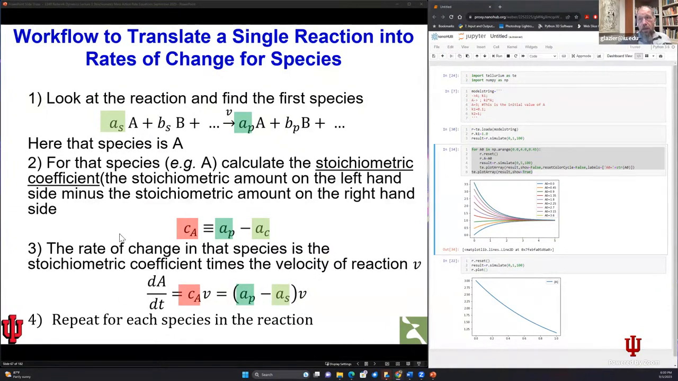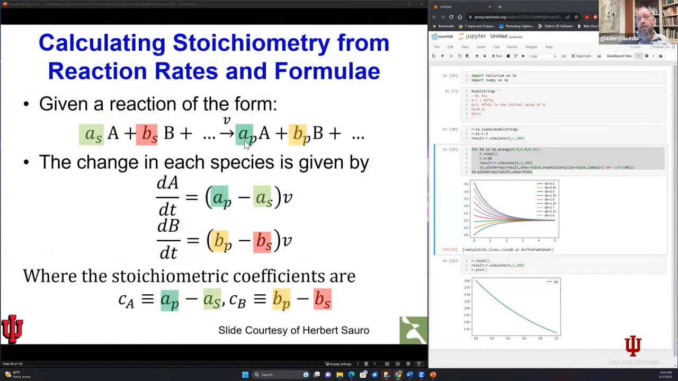But the key thing is that I want the velocity on the arrow to be independent of the numbers of the different products. And so I write one rate on top of the arrow, and then when I make my ODEs, I have to multiply by the appropriate factors to make things work out. It's actually easier in practice than it seems to be when I write it out like this, I think. So again, if I have a reaction, A sub S of A plus B sub S of B goes to A sub P of A plus B sub P of B at a rate V, dA by dt is AP minus AS times V, dB by dt is equal to BP minus BS times V, and so on.